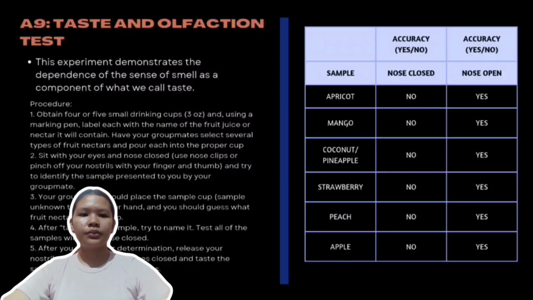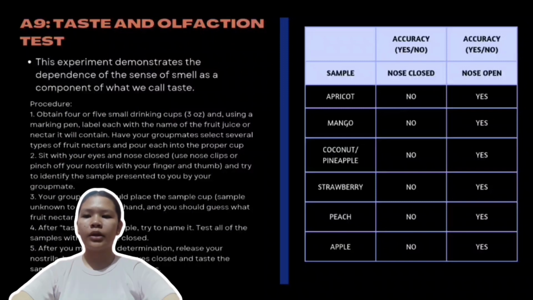Record the results. When my nose was closed, I found it challenging to accurately identify the fruit nectar sample of the apricot because it tastes like peach. This could also be due to my limited ability to perceive it without normal airflow through my nasal passages. However, I could still identify the smell of mango, coconut or pineapple, strawberry, peach, and apple even with my nose blocked.